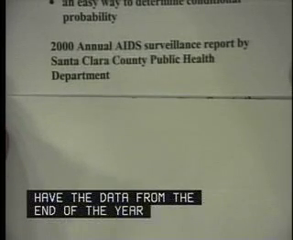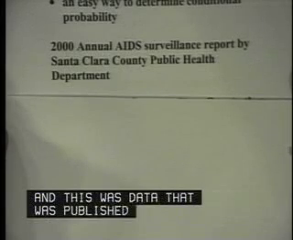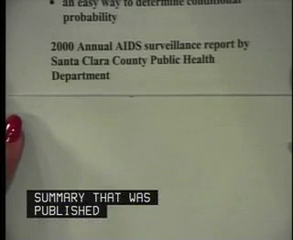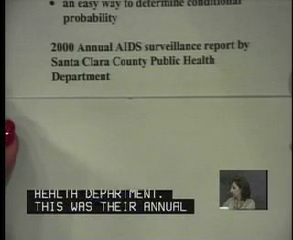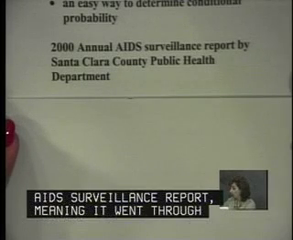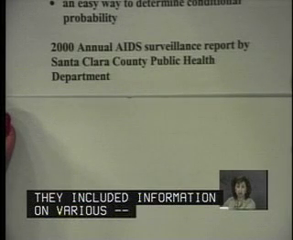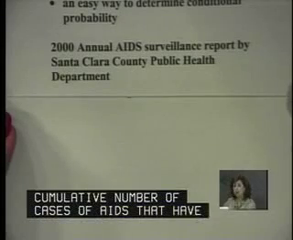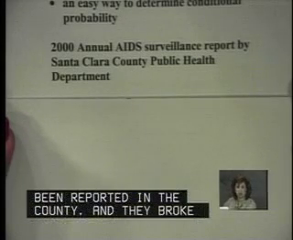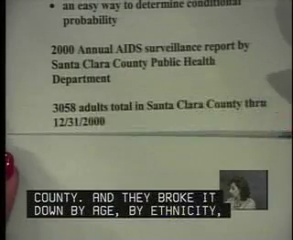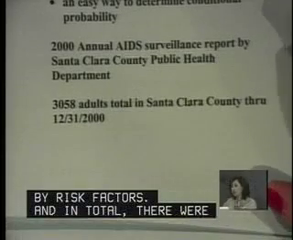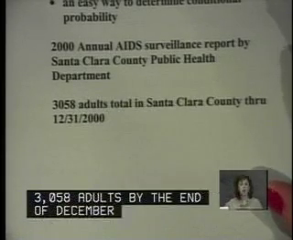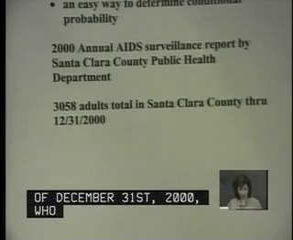So what I took here is data from the end of the year 2000, a summary published by the Santa Clara County Public Health Department. This was their annual AIDS surveillance report, meaning it went through December 31st, 2000. They included information on the cumulative number of cases of AIDS reported in the county, broken down by age, ethnicity, and risk factors. In total, there were 3,058 adults with reported cases of AIDS by December 31st, 2000.